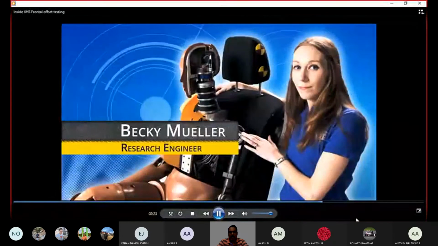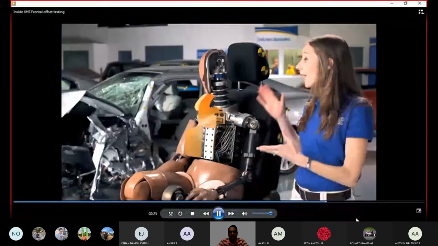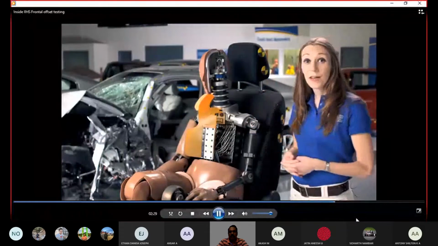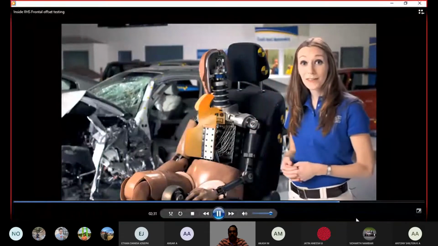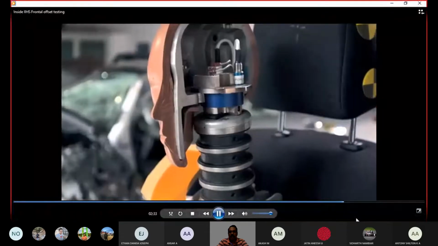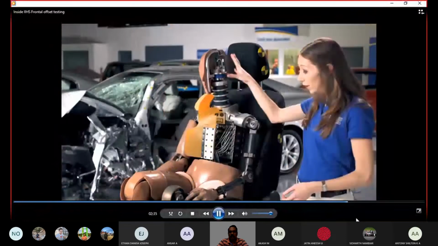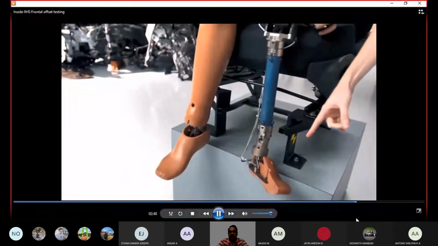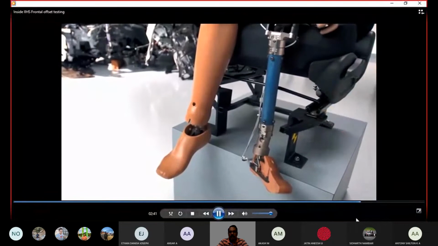Hi, my name is Becky Miller. I'm the crash test coordinator and research engineer. What we have here is a display dummy that's cut away so you can see all of the different sensors and components in the dummy. We have sensors in the head and the neck, the chest, the upper leg, the lower leg, and the foot, which all measure risk of injury.